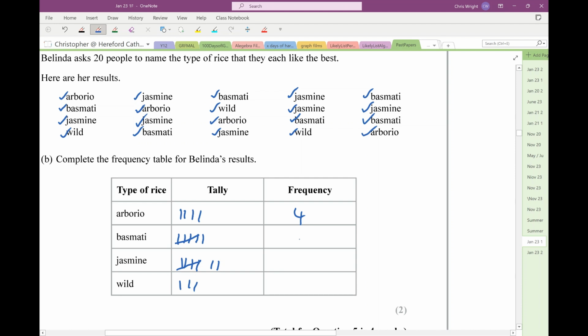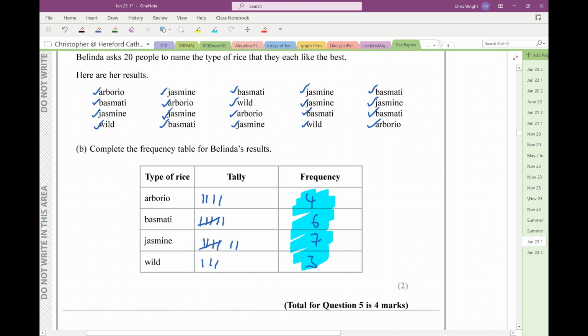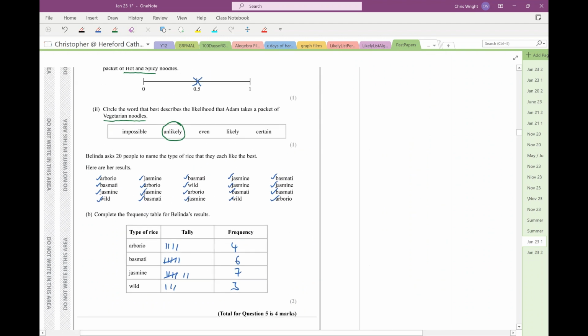4, 6, 7, 3. Now, I could just quickly add those up and check it comes to 20, because I hope it does, because that's how many people there were voting in the survey. And that is question 5 finished.